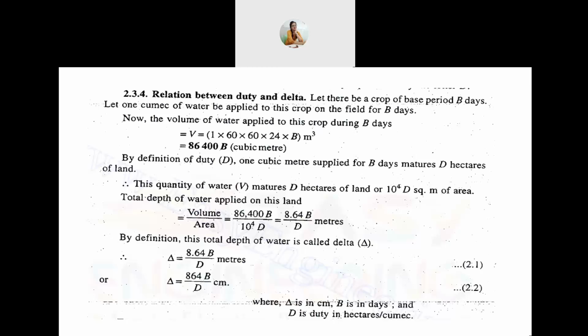Therefore, delta is equal to 8.64 B by D meters, or in centimeter, it can be written as delta is equal to 864 B by D centimeter. Where delta is in centimeter, B, that is base period, is in days, and D, that is duty, is in hectares per cumec.